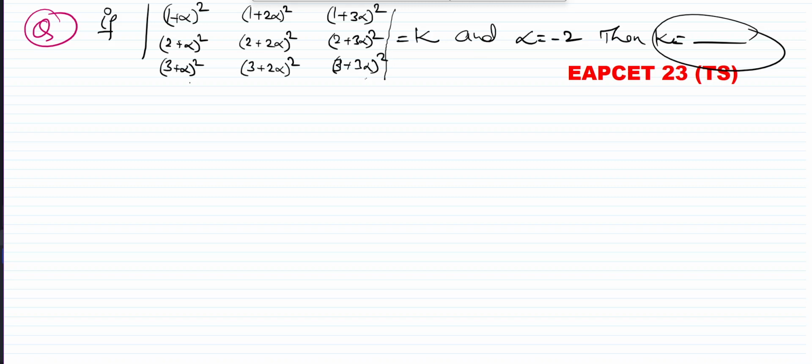Next question. Here the determinant of this matrix is given as equal to k. When alpha is equal to minus 2, find the value of k.